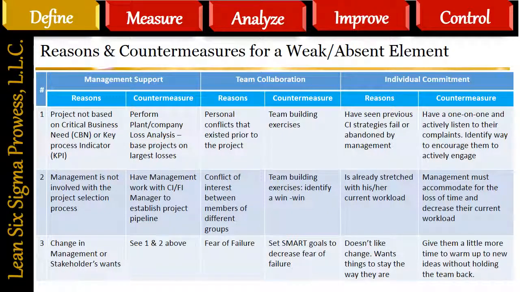2. Is already stretched with his or her current workload. Countermeasure: management must accommodate for the additional time spent on activities for the continuous improvement project by decreasing this person's current workload. 3. Doesn't like change. Wants things to stay the way they are. Countermeasure: give them a little more time to warm up to new ideas without holding the team back.